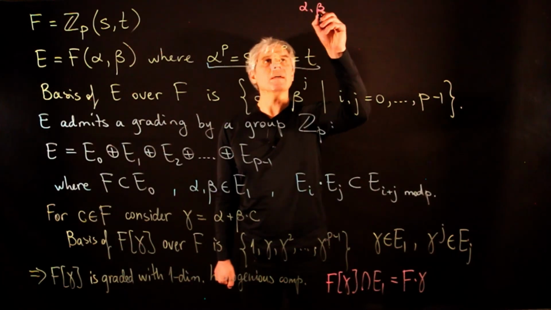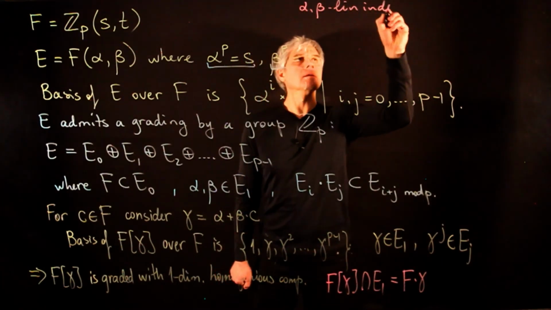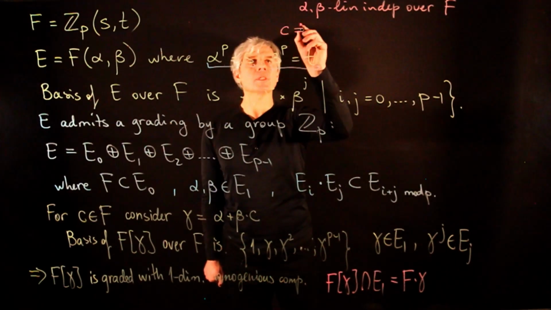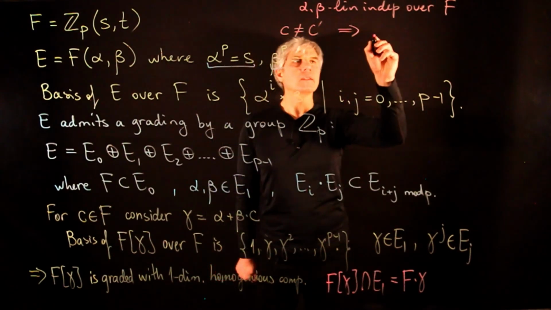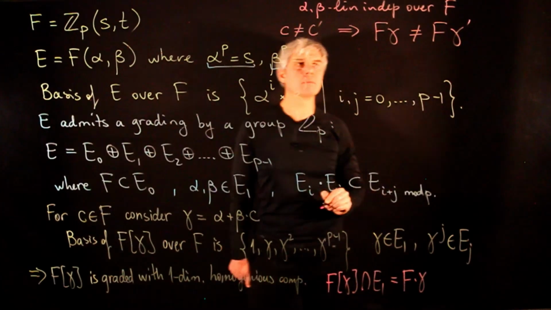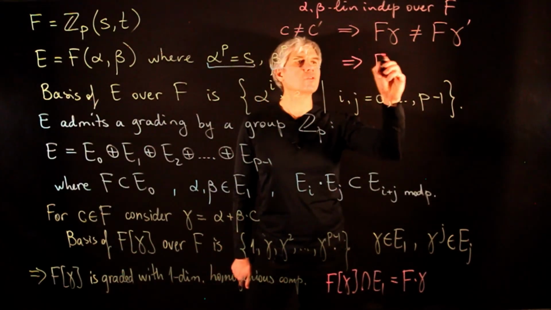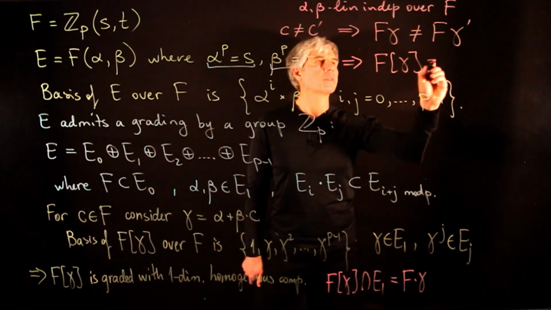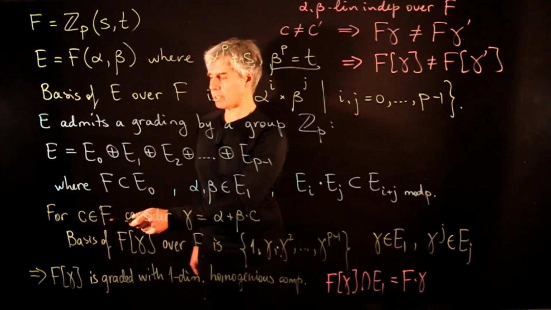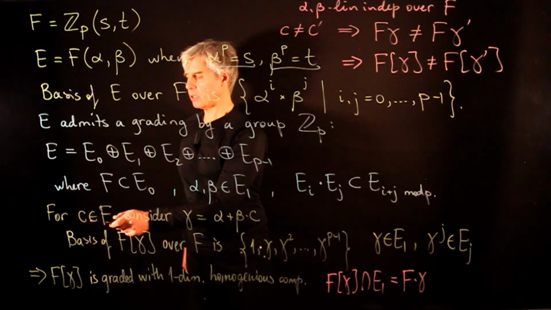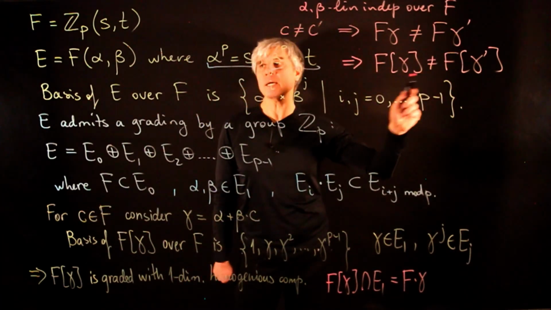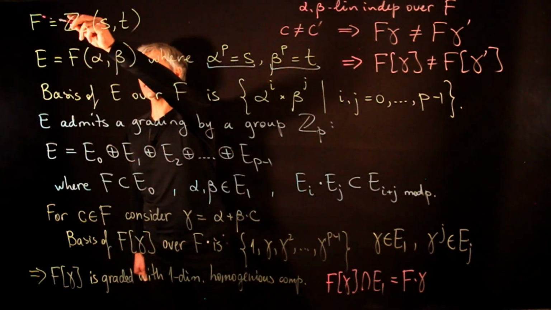Since alpha and beta are linearly independent over F, we conclude that if c is not equal to c prime, then the space F gamma is not equal to the space F gamma prime, which implies that these two fields, F(gamma) and F(gamma prime), are distinct. Since the field F is infinite, we have infinitely many choices for the constant c, and thus we obtain infinitely many subfields that are intermediate between F and E.